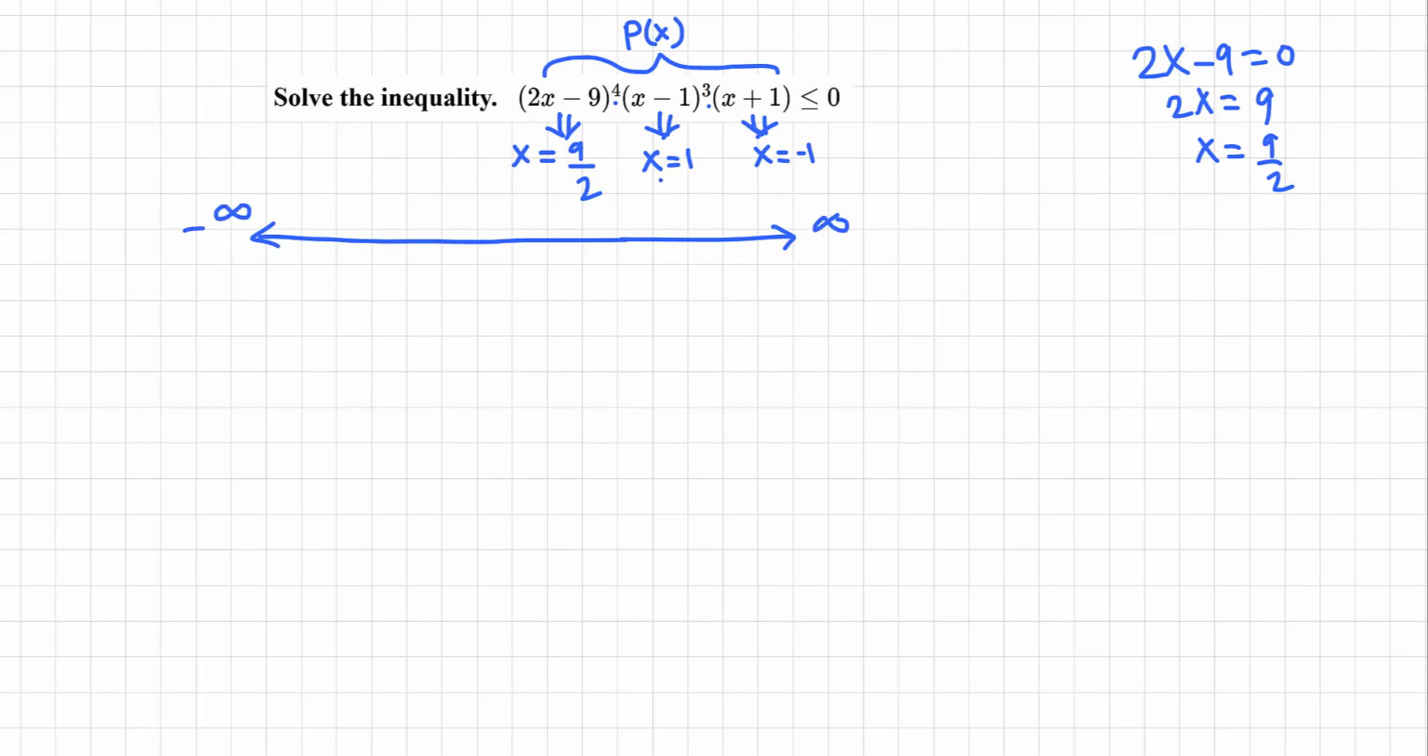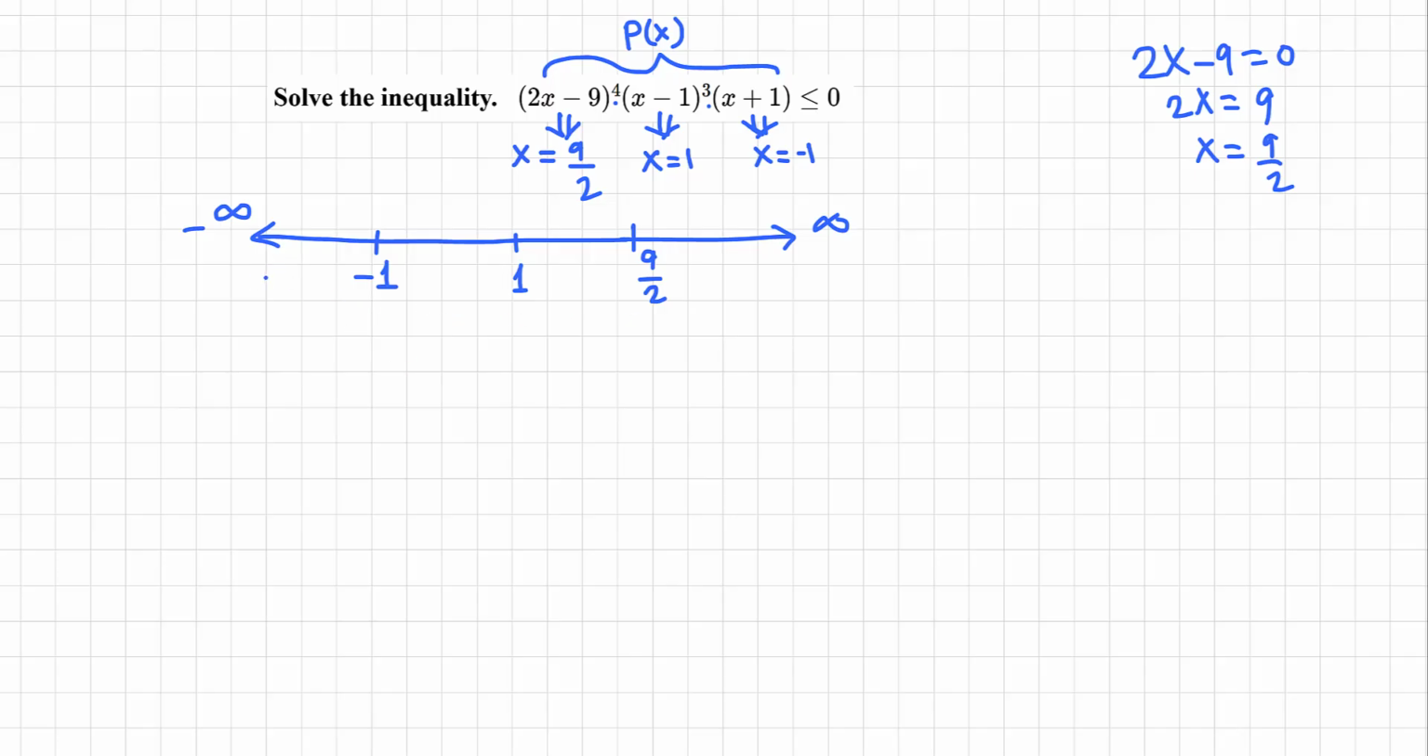Let's locate them. So 9 halves is 4.5. That's the highest, somewhere here, 9 halves. You can put them anywhere, but put these numbers in correct order. Negative 1, smallest, and 1 somewhere here. So we got 1, 2, 3, 4 intervals to test. And we pick a representative from each interval and plug it in here. And if that is negative, less than 0, then that interval is our solution.